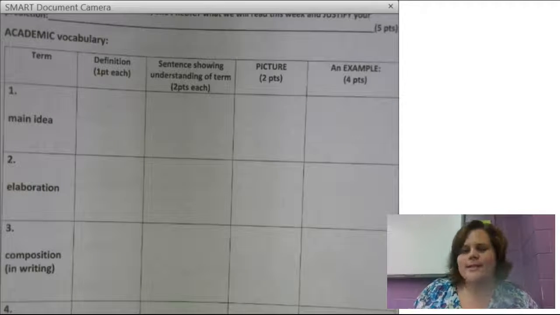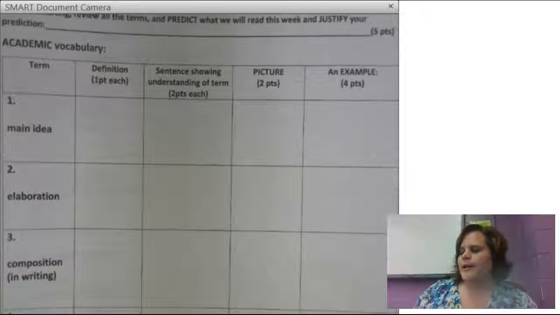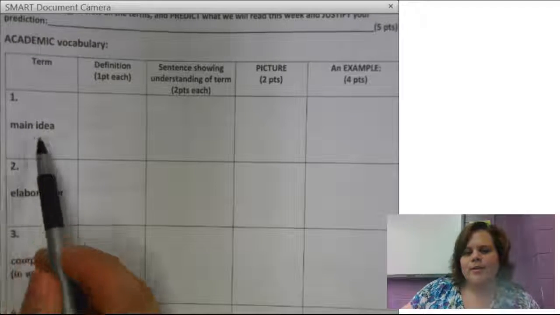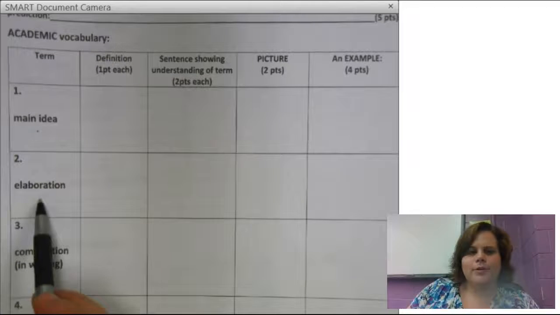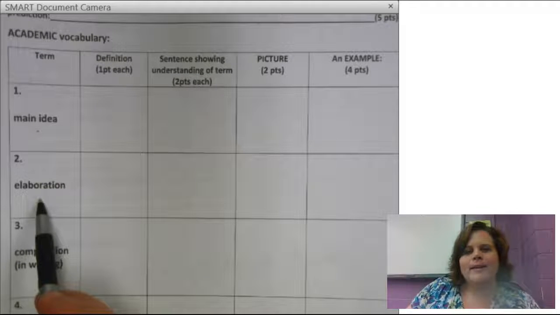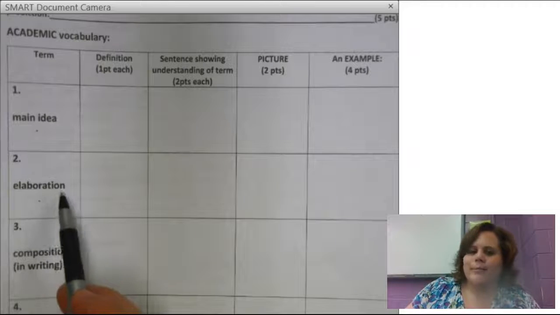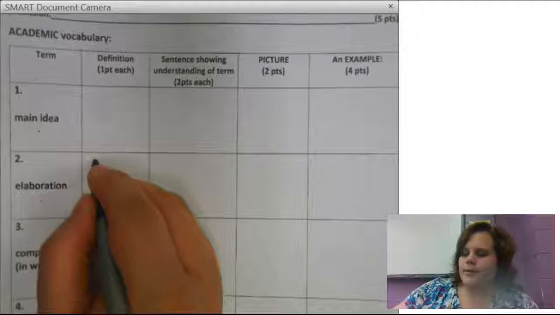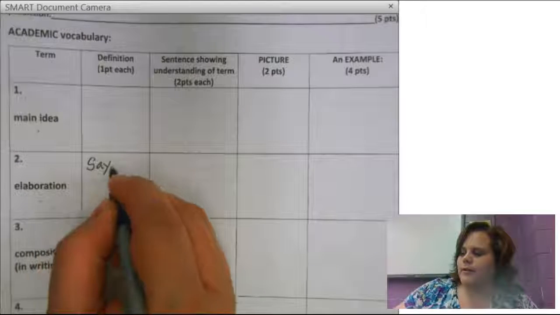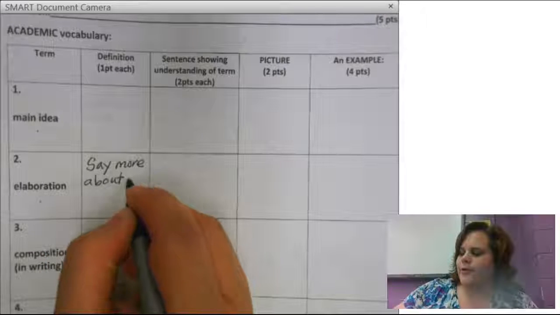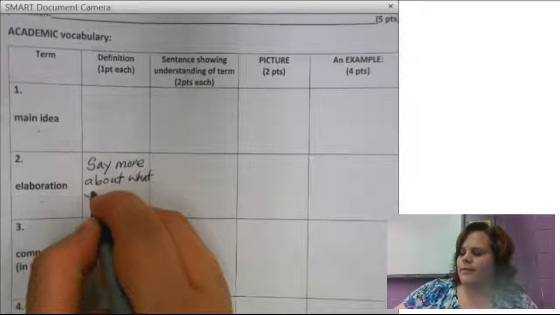Okay, so as you can see, this is the vocab chart that we're working with this week. There are other lessons that you can get your main idea and notes from, so when you do that, add it to this. We're going to look at the word elaboration. A lot of times, and maybe I've even said it to you, teachers say, you need to elaborate more, and you're like, okay, what's that mean? So elaboration means to say more about what you just said.